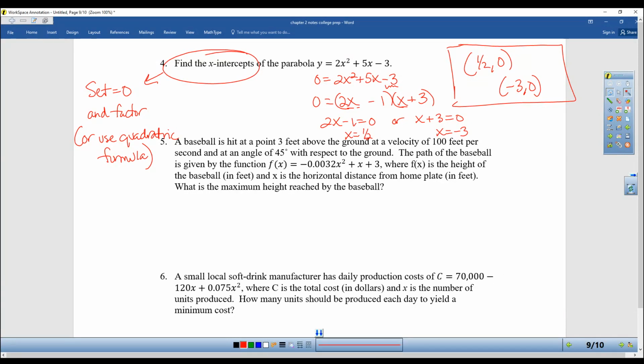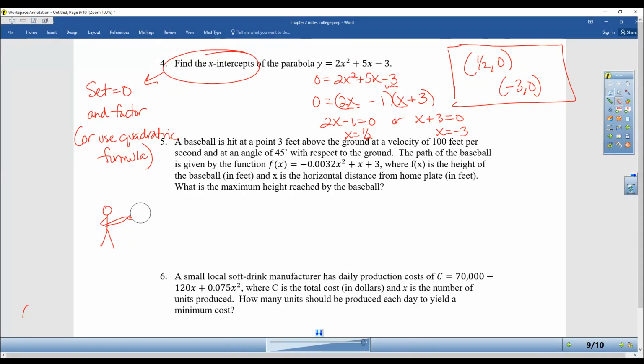Okay. A baseball is hit at a point 3 feet above the ground, which might sound weird at first, but if you have somebody that's actually hitting this baseball, this is a really bad drawing. I'm going to erase it before you screenshot it. Think about where he's hitting it. He's going to hit it at about 3 feet. The baseball doesn't start at zero. It starts out at about three feet up in the air, depending on how tall he is.